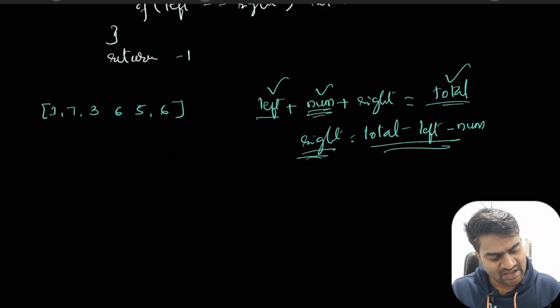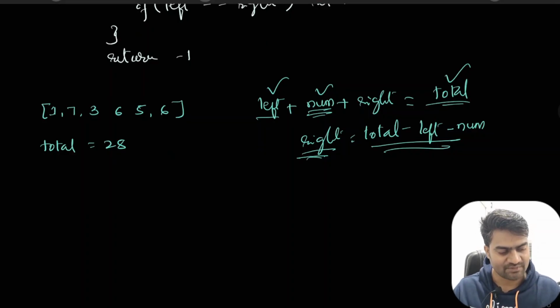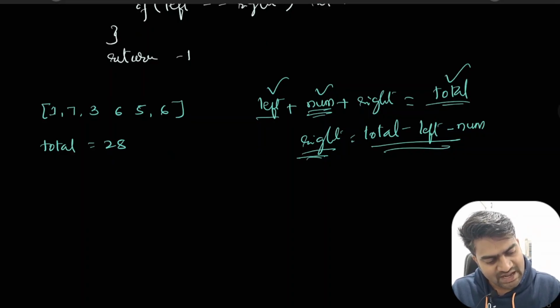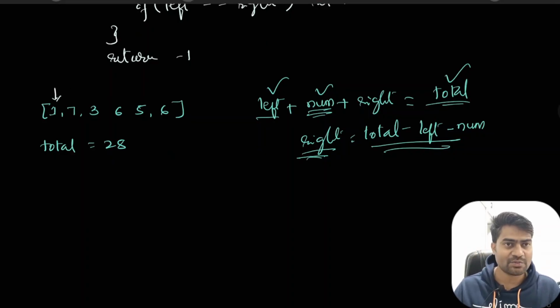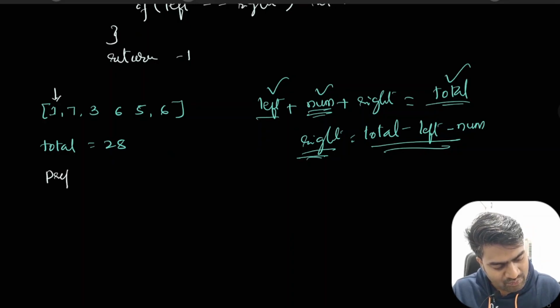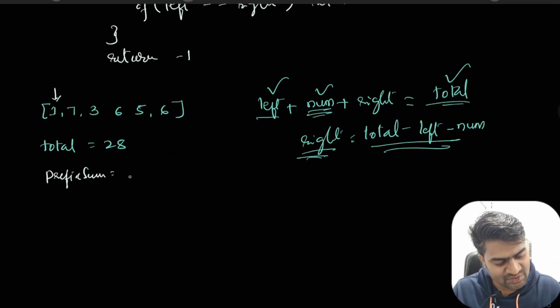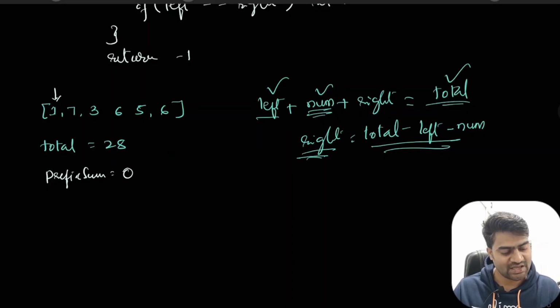So now let us see. First find the total. So total will be 28. In one iteration, I will find my total value. Okay, this is my total. Now I will start processing this array, starting from this number. I will take prefix sum. It is not an array now, it is only a single value, so it is going to be 0 initially. If I want to process the first number, its prefix sum will be 0, correct?